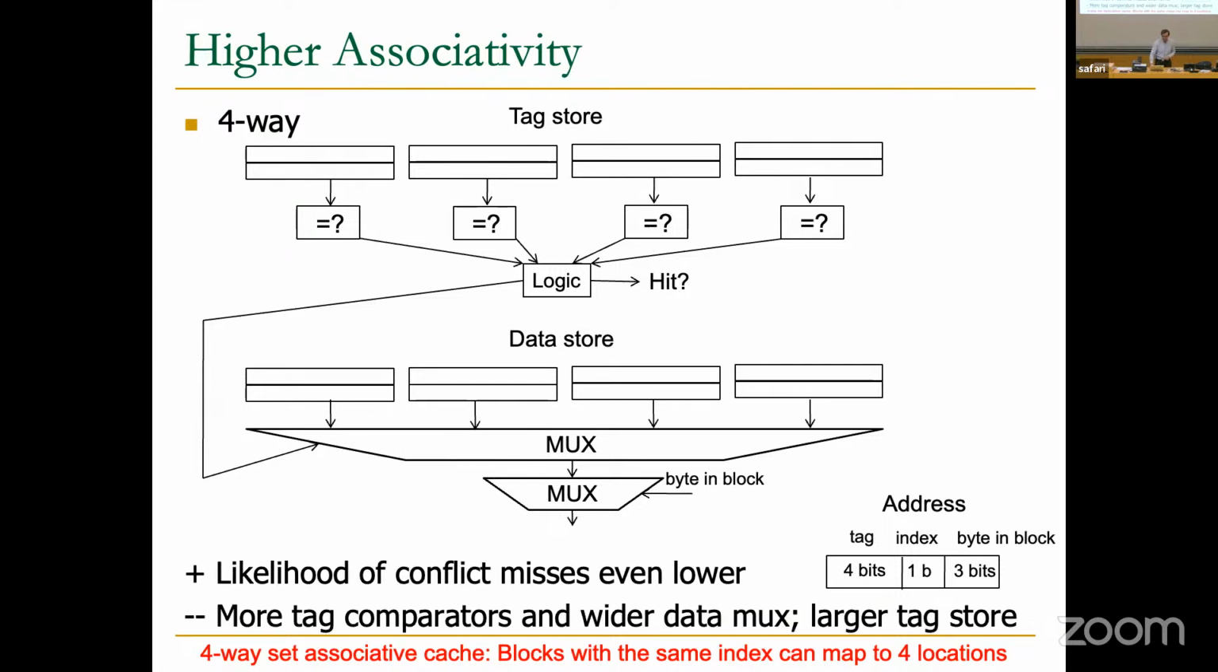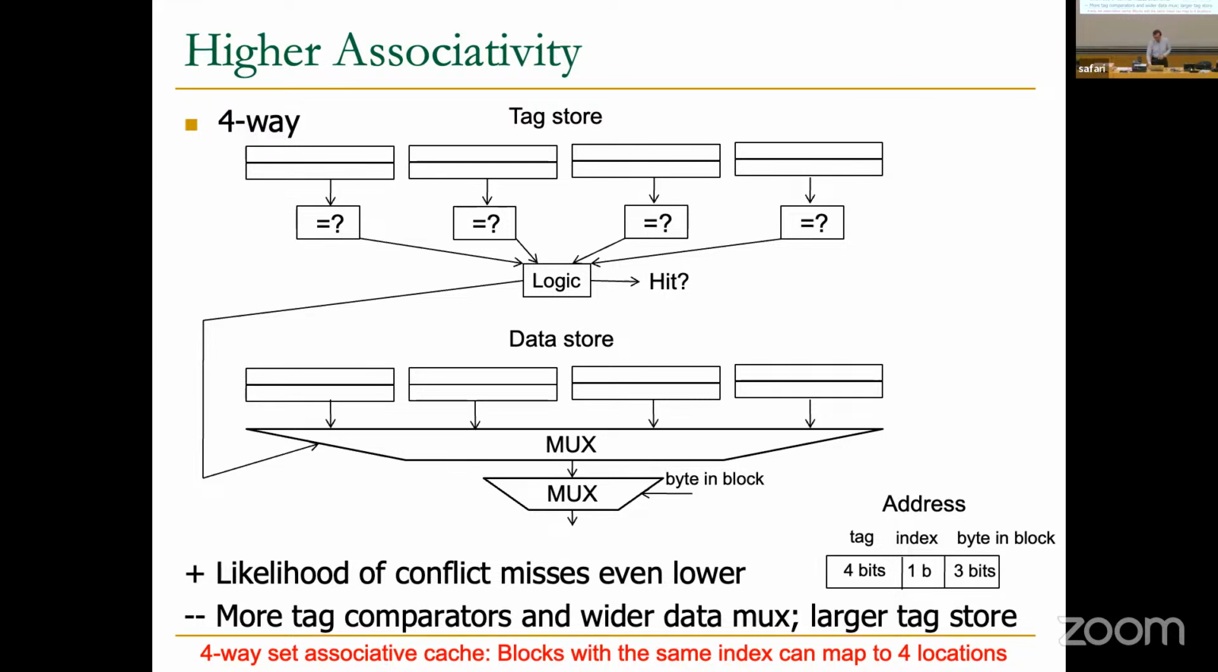That's good. But unfortunately, the complexity is also higher. You get more comparators, as you can see, a wider data mux, latencies increase because of this, and the logic also becomes more complicated. And the tag store is larger because now you have 4 bits as opposed to 2 bits that we started with in the direct map cache. And again, you can do the same thing that I just said, A, B, C, D, E, F, G, H now, and you get 0% again.